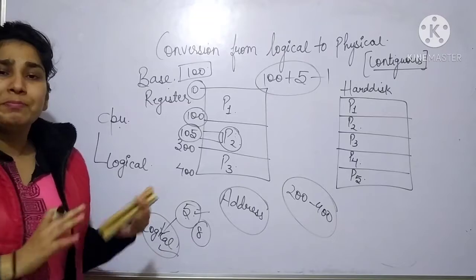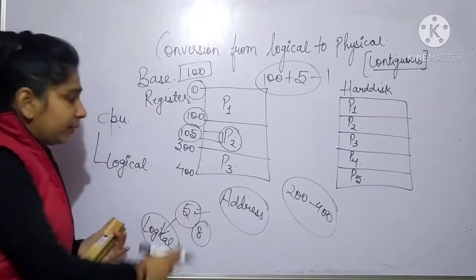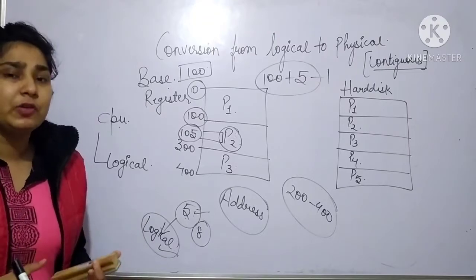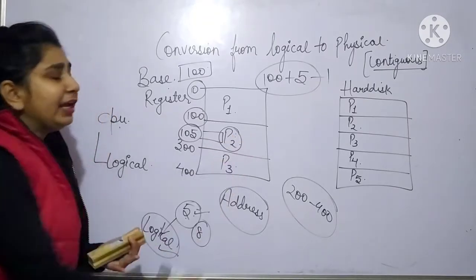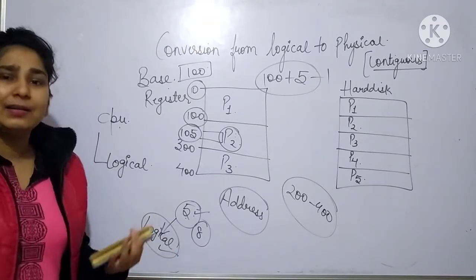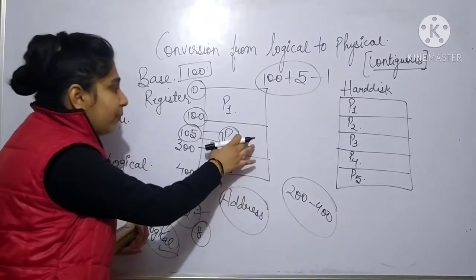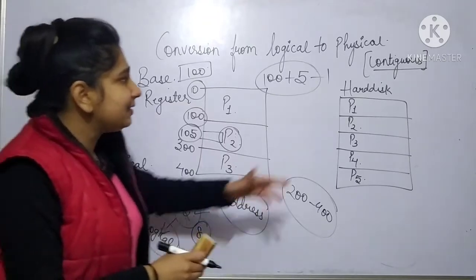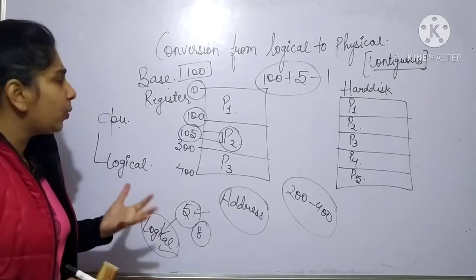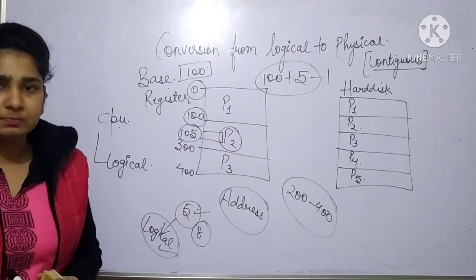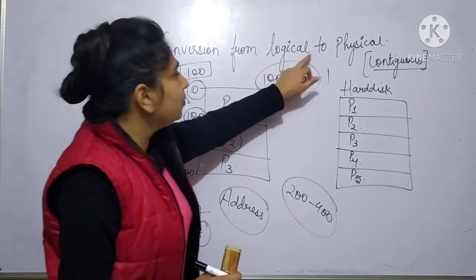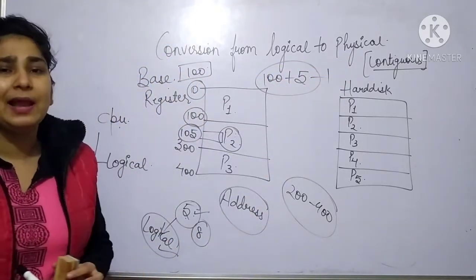We have to map the instruction number to the physical address where that instruction is actually present in the main memory, which address you need to get that instruction from the main memory. That is actually the physical address where your instruction is located in the main memory. So this is how we convert from logical address to the physical address.